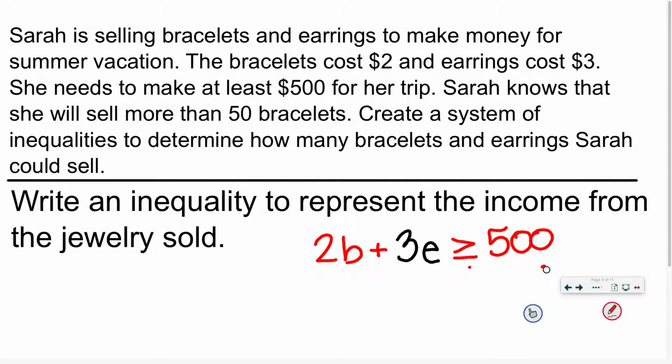Okay. How about the 2B? What does this term represent? Is that what the whole term represents? Because the 2 represents that each bracelet costs $2. But what about 2B? The total cost of bracelets. 2 is the dollars for one, and B is however many she sells. So this term represents the total for bracelets, which means 3E represents what? Yeah, the total for earrings. So the total that she makes off of bracelets, plus the total for earrings, is going to give her $500 or more.